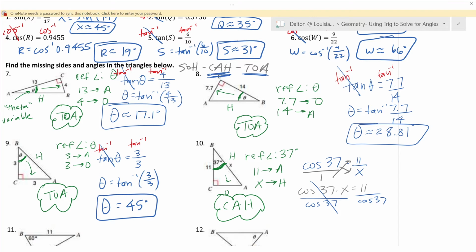So I've got x equals 11 divided by the cosine of 37, and that's what you plug into your calculator. And you should get that x is approximately 13.77.